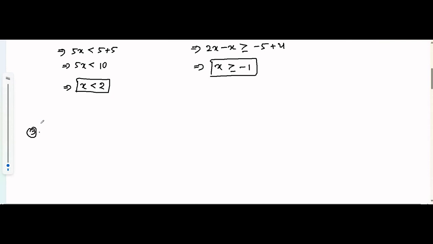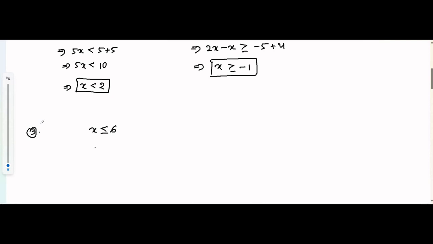Let's start with the simple one. Let's say x is less than or equal to 6. This is the inequation. Simple one, we already have this.